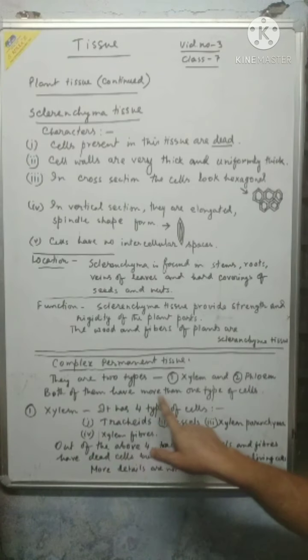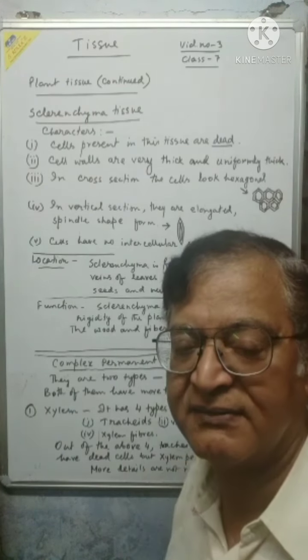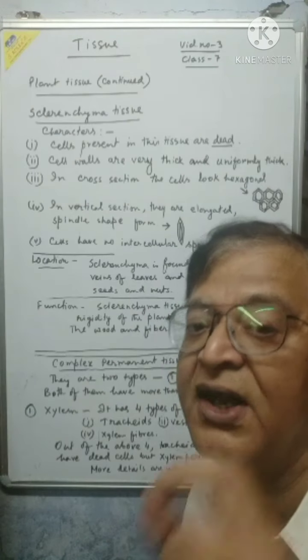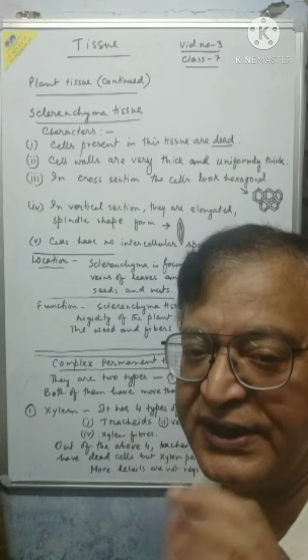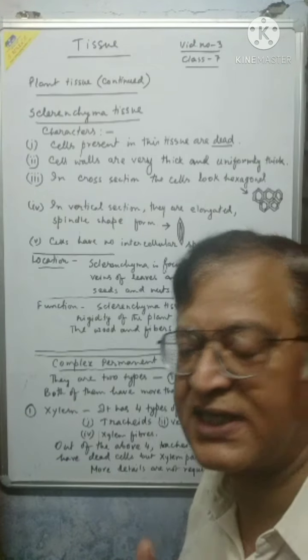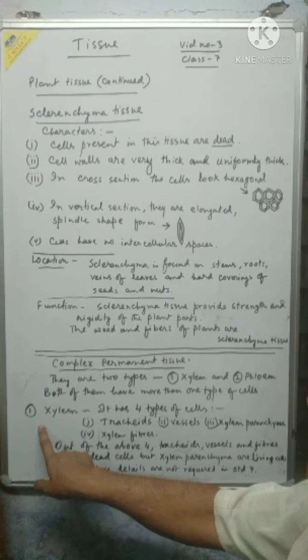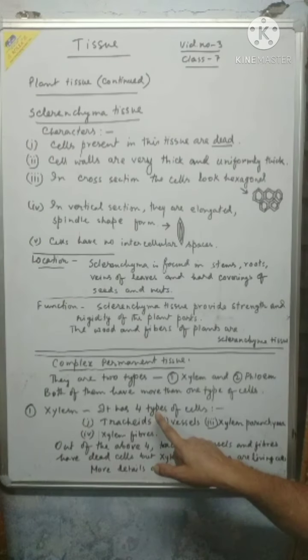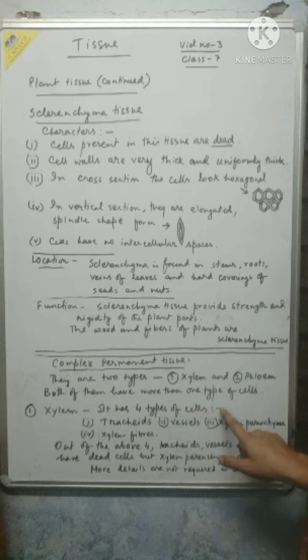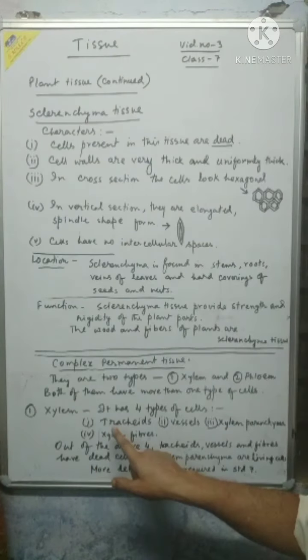Both of them have more than one type of cell. Each tissue is complex because it has more than one type of cell. The details of the cells of xylem and phloem are not required at this level. Let us see what cells are present in xylem. Number 1, xylem. It has 4 types of cells. Only the names are sufficient, details not required.